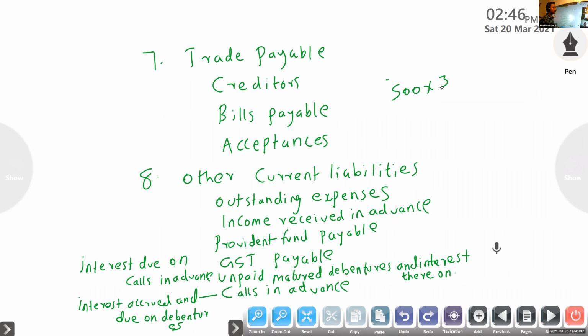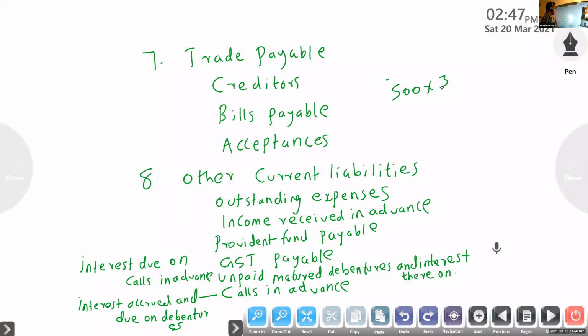In this case, we have to give interest also, based on how many months before she gave it. So that is our liability. Calls in advance is a liability, and interest on calls in advance is also a liability. Then interest due on debenture: whenever we take a loan from the public, we have to give interest. That is our other current liability. These are the other current liabilities.